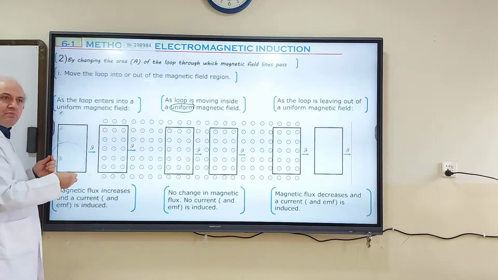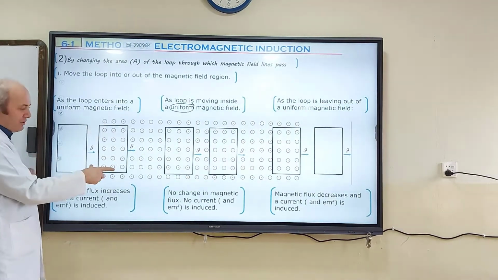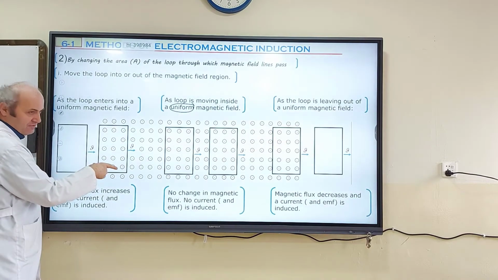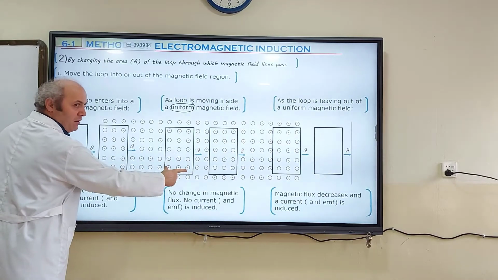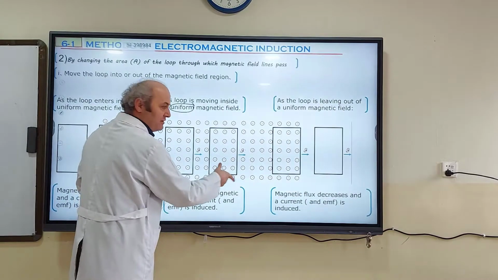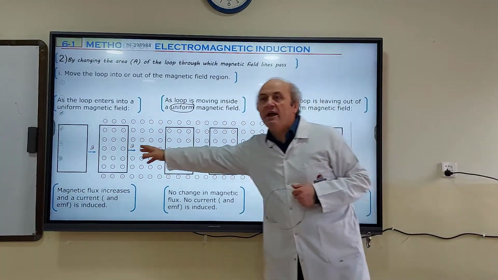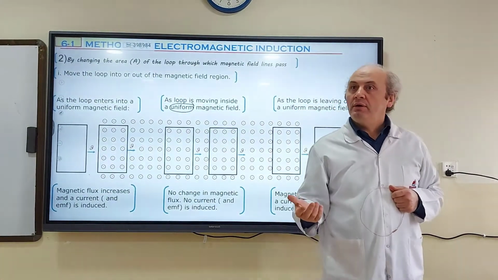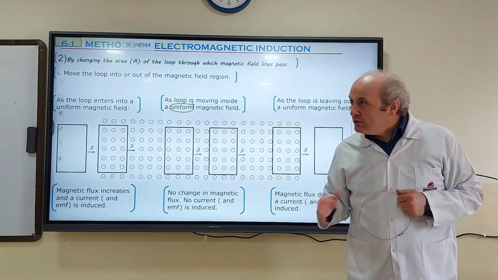Okay, now let's continue moving inside the magnetic field. This loop, what is the magnetic flux now? 3 times 5, 15. While I was moving this loop inside the magnetic field, what is the magnetic flux? 3 times 5, again 15. The number of lines crossing the area is the same now. It's not changing. So, if there's no change in magnetic flux, there is no induced current, no induced EMF.